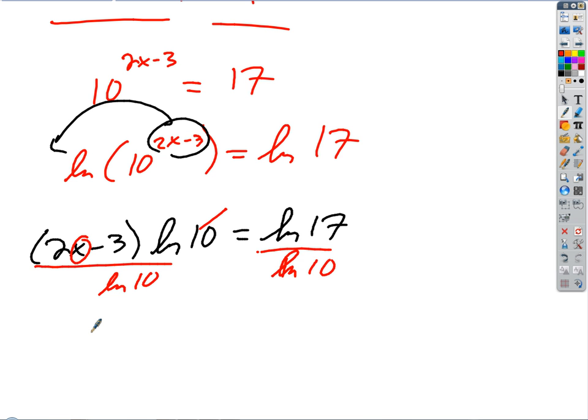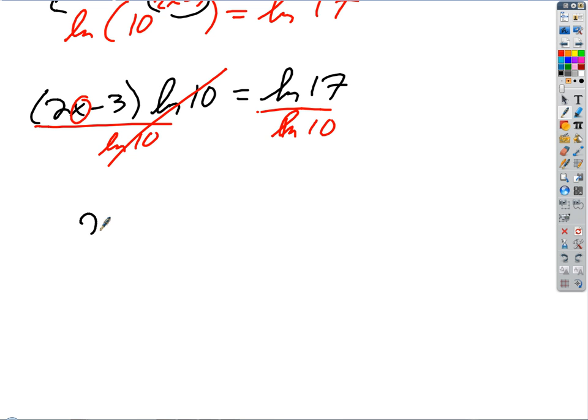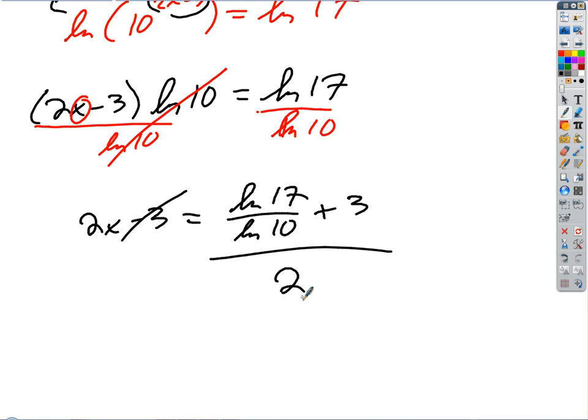Okay, just numbers. I know they look strange, but they're just numbers. And so then I get 2x minus 3 equals natural log 17 over natural log 10, which my calculator will tell me when I ask. Add 3. And then just divide the whole thing by 2, right? And we got it. That's my answer. Just put it in the calculator. Okay?